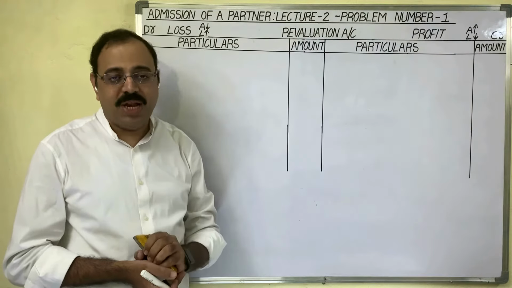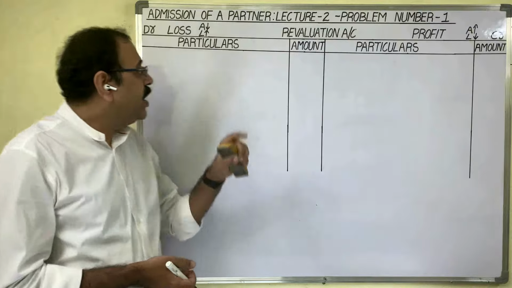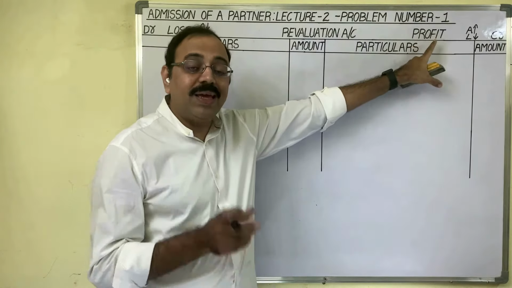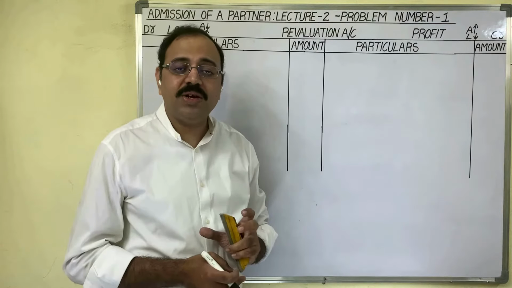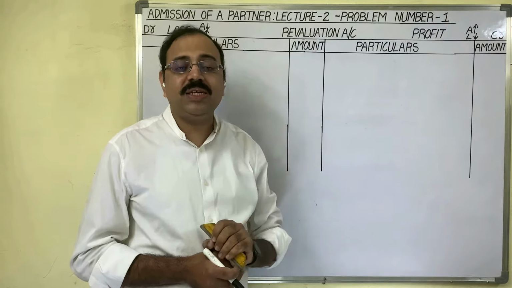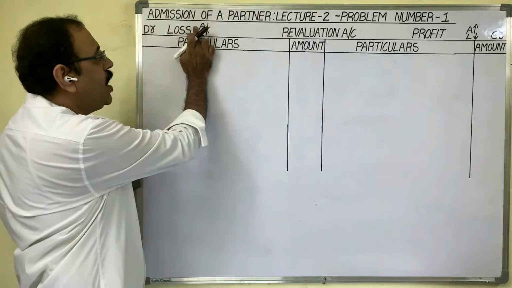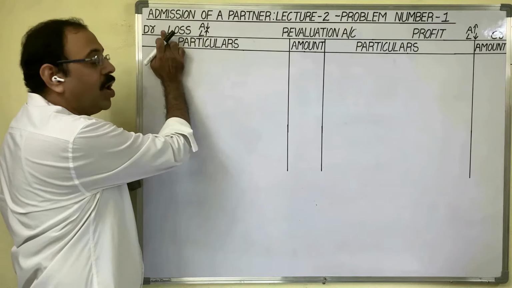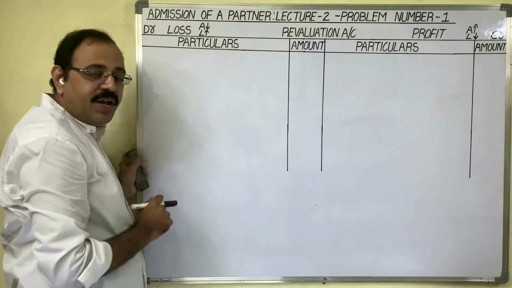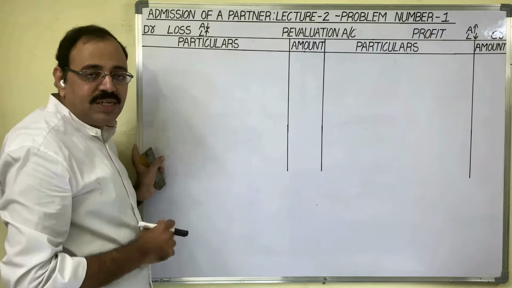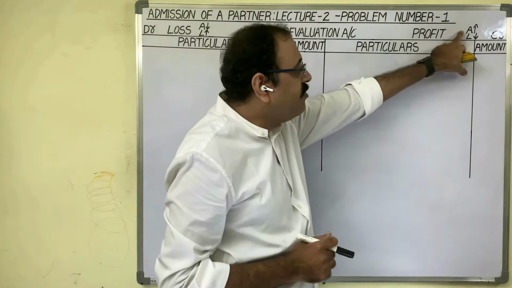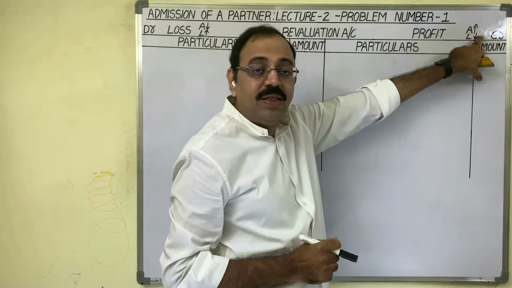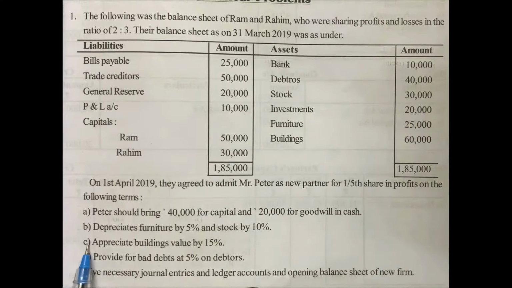Revaluation account is a nominal account. The nominal account rule: debit all expenses and losses, credit all incomes and gains. Gain means profit. When loss comes in the revaluation of assets and liabilities, if asset value is decreasing or liability value is increasing, then loss comes. And when profit comes in the revaluation, if asset value is increasing or liability value is decreasing, then profit comes.